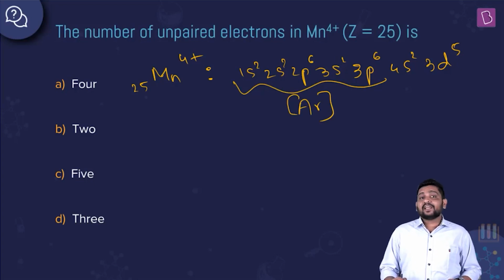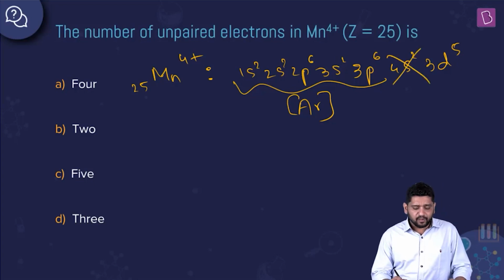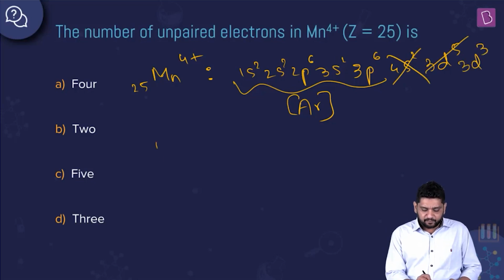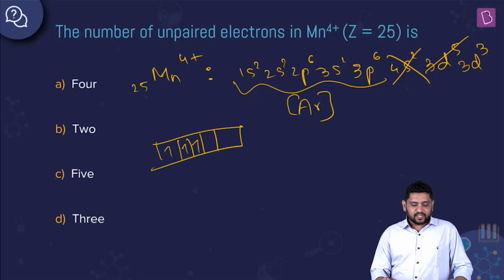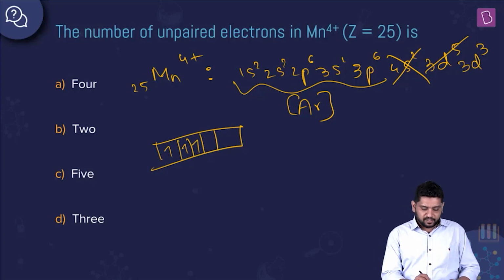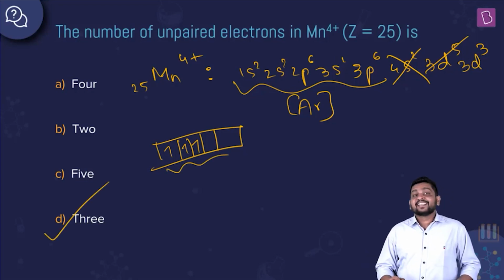Then after that, we need to make Mn4+. First, electrons are removed from the outermost shell, which is the 4th shell. So first, these 2 electrons will be removed. Then after that, from your 3d5, 2 more electrons are to be removed. So we will end up getting 3d3, which means that there is only one subshell which has unpaired electrons, which is your 3d subshell. Number of unpaired electrons is how much? You can see 3d3 would mean that there are 3 unpaired electrons. So final answer is D option.